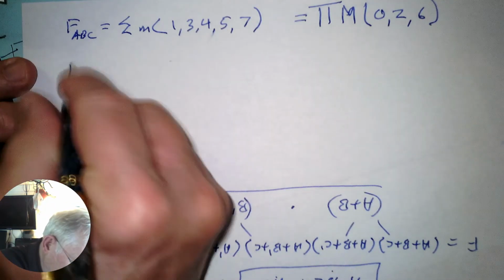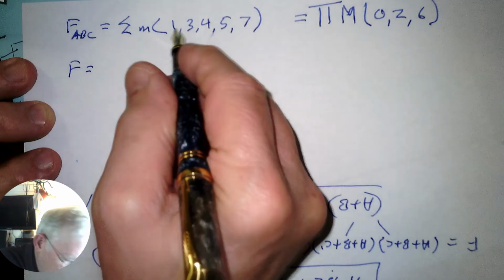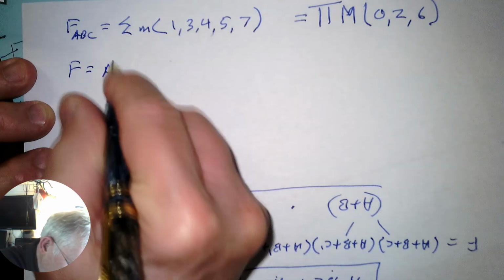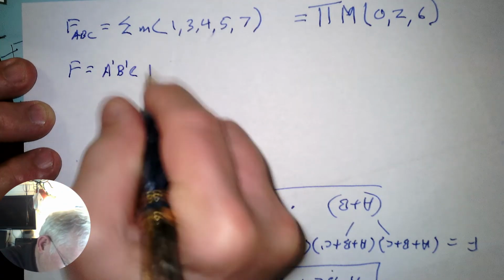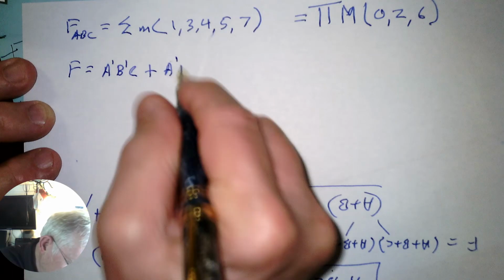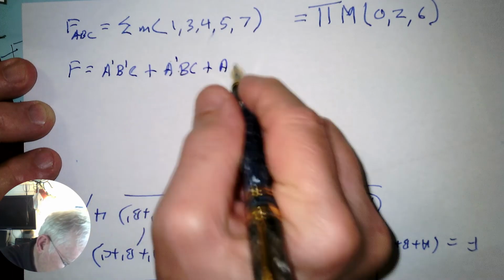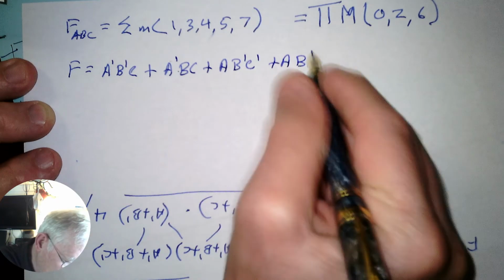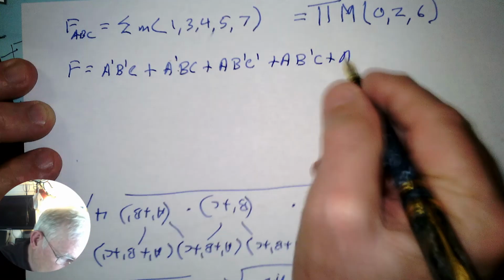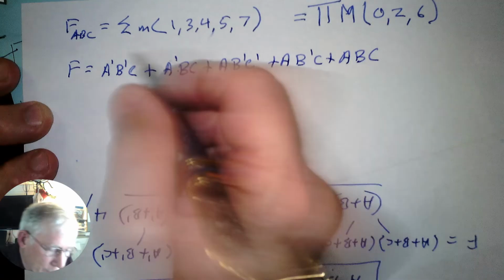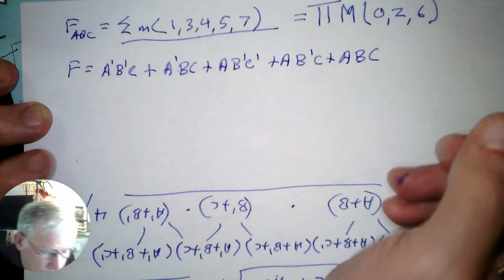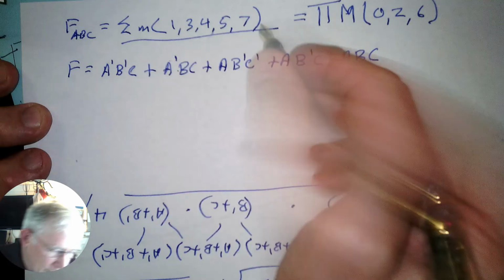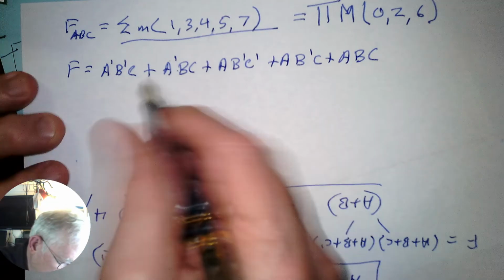So f's going to equal, so that's min term 1. So that's going to be a prime b prime c plus a prime b c plus a b prime c prime plus a b prime c plus a b c. You should be getting able to do this now. You should be able just to write that down looking at these numbers. And then let's look about simplifying.